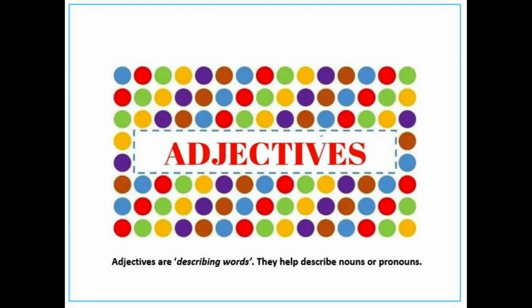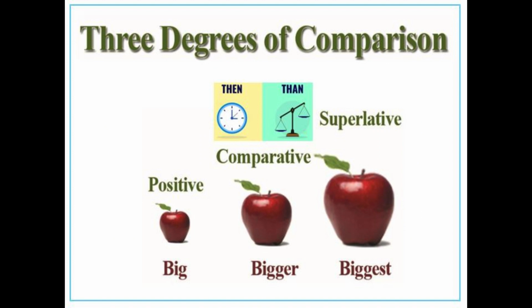So, as I'm sure you all know, adjectives are describing words. They help describe nouns and pronouns. Adjectives have three degrees of comparison. The first is the positive, the second is the comparative degree, and the third is the superlative degree. We use the comparative degree to compare two people or things, and we use the superlative degree when we want to compare more than two people or things.